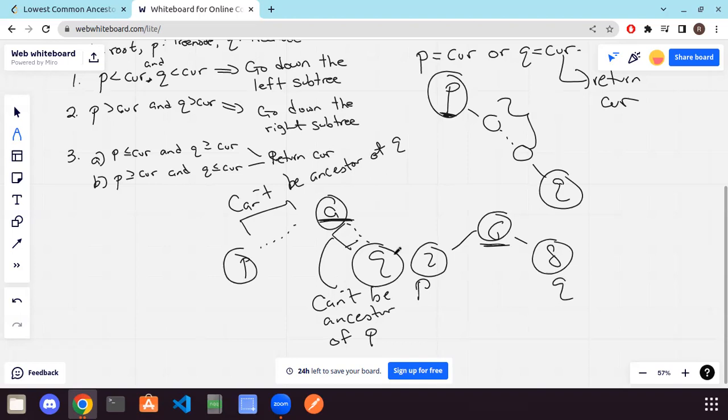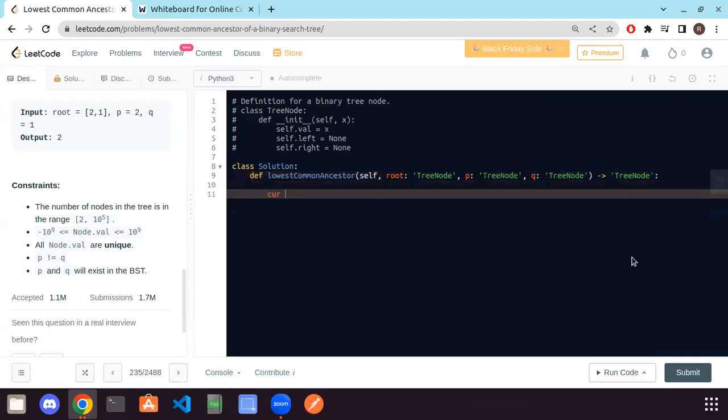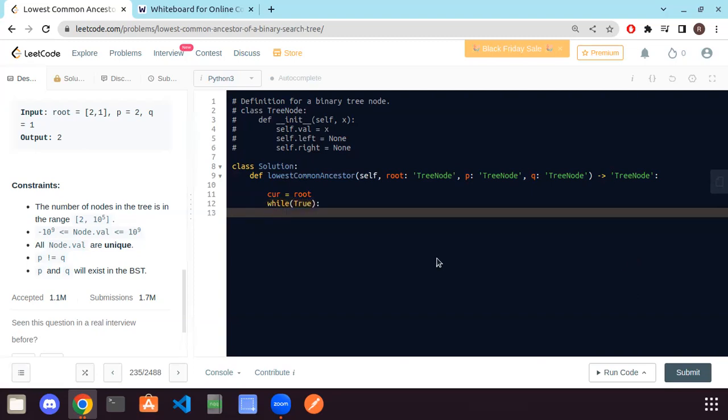And so let me do the coding here. Let me go back to the code. I'm going to initialize cur to be root, and what I'm going to do is, and this is generally speaking bad practice, but in this case, we know that there has to be one valid solution, so I can do this infinite loop sort of. Generally speaking, you don't want to do while true. It's just that in this case, we know that there has to be a correct answer. So that's what I'm doing.